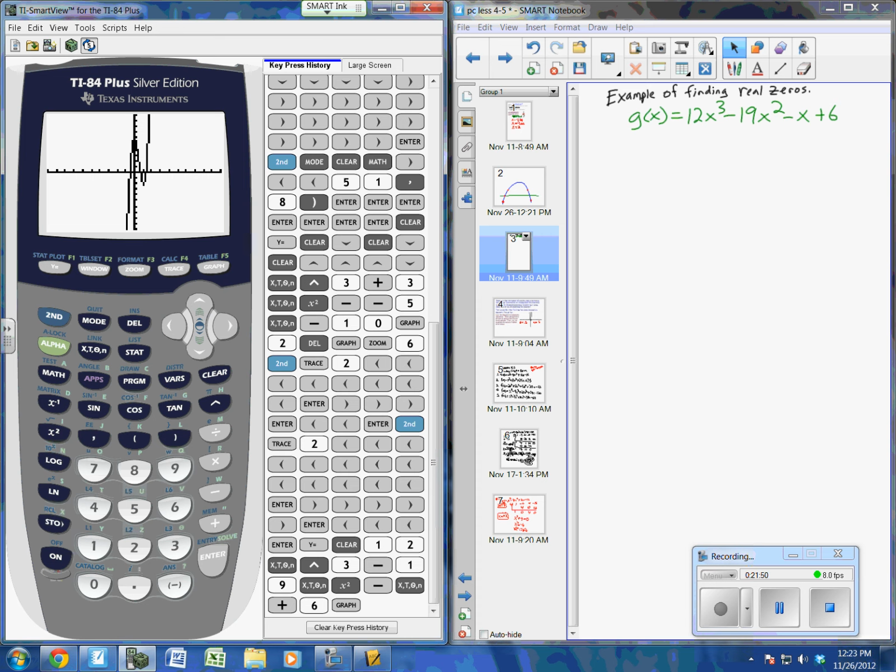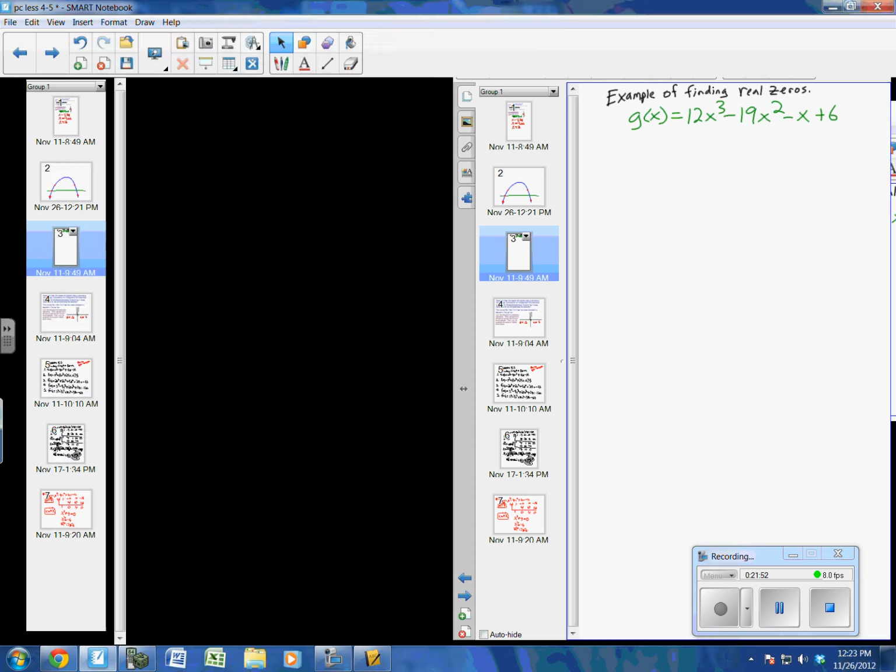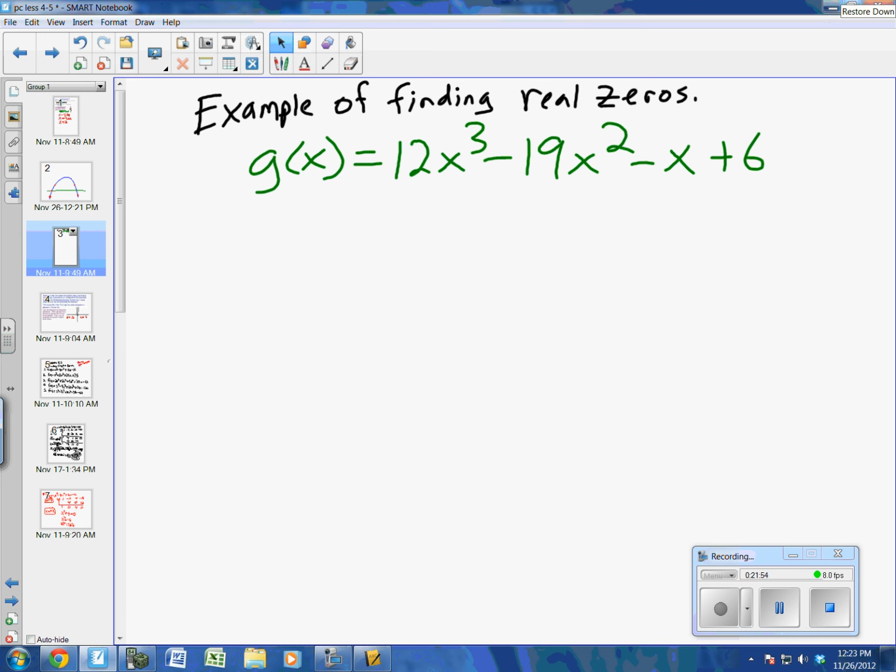So, okay. You guys know how to find zeros. I'm not going to worry about that right now. Finding real zeros, you use your calculator. Everybody write that down on your 3x5 card. If you find real zeros, use the calculator to find the x-intercepts.